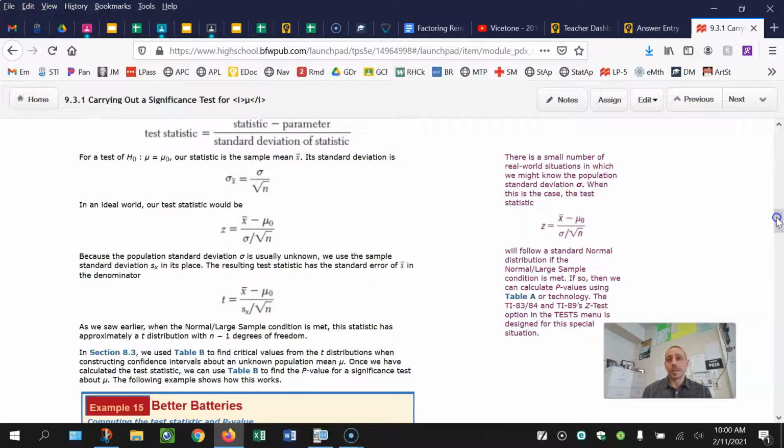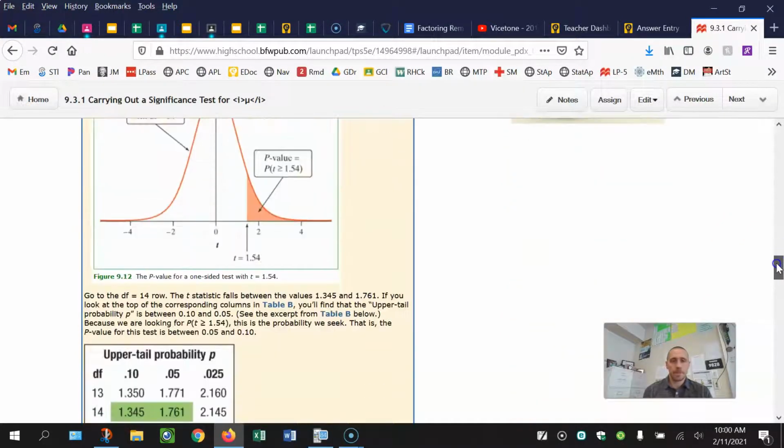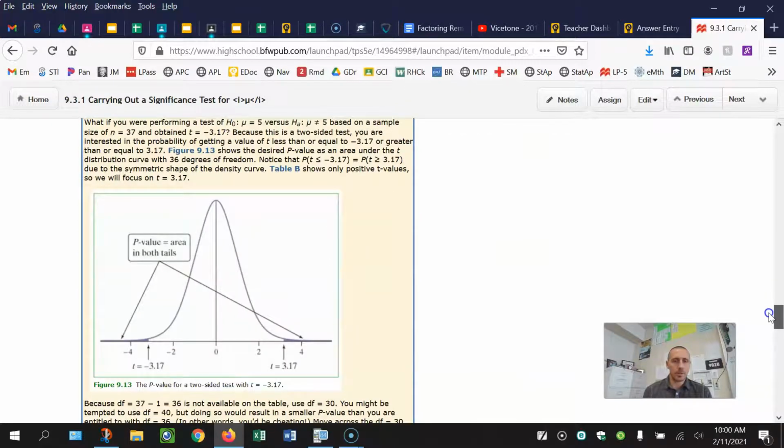Calculating your test statistic isn't going to change with the t-distribution. It's still your statistic minus your parameter divided by your standard error. So the sample mean minus the claim for the population mean, which will come from the null, divided by the standard error: the sample standard deviation divided by the square root of the sample size. So that's just an example done out.